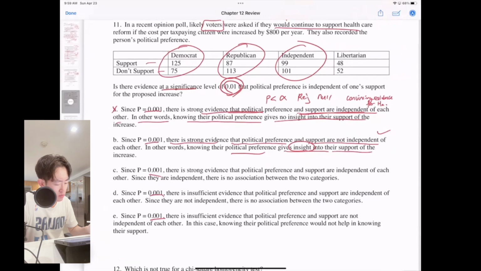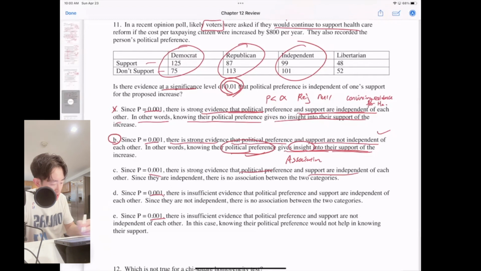That shouldn't be, because we don't know what their political affiliations are, but then they're not independent, which means, oh, right. If they're not independent, there is an association, which means knowing their political preference gives insight into the support. Yes, that's absolutely going to be true. There is strong evidence that political preference and support are independent of each other. We have already established that is not the case, because answer choice A also says the same thing.